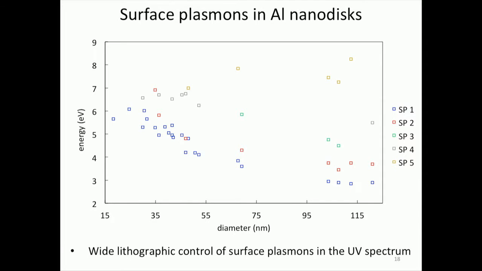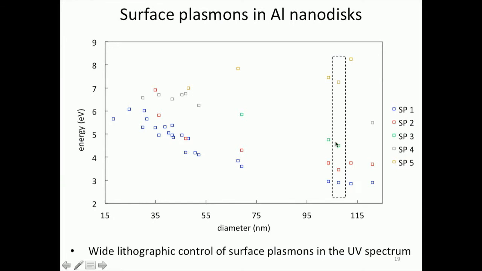So here I plot to you the surface plasma modes as a function of diameter. Here you see on the y-axis the surface plasma energy as a function of the diameter, from 15 up to 120 nanometers. Before I show you, the surface plasma energies, experimental results and the simulations at around 110 nanometer diameter, here they are. You can see here the SP1, 2, and 3 modes and the SP5 mode that we found experimentally.